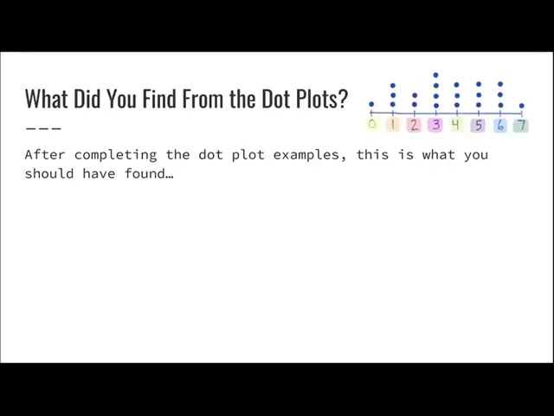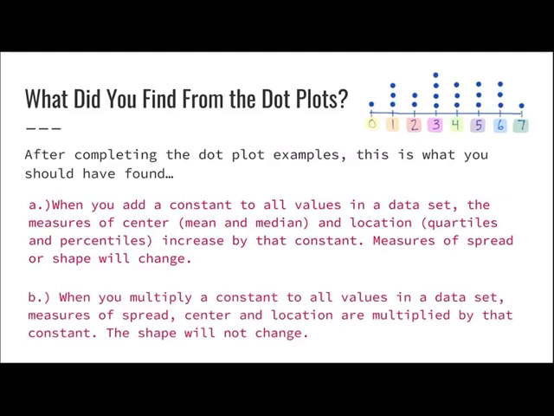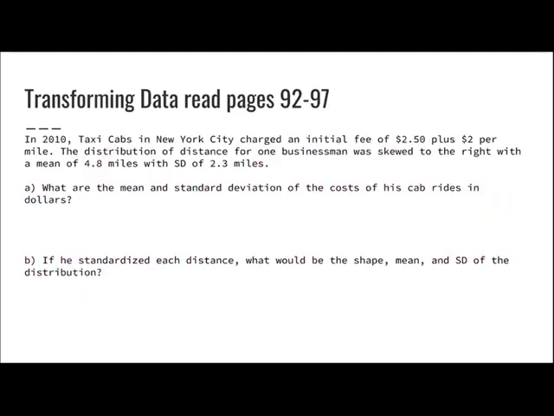What did you find from the dot plots? After completing the dot plot examples, this is what you should have found. When you add a constant to all values in a data set, the measures of center, being the mean and the median, and location, quartiles and percentiles, increase by that constant. Measures of spread or shape will not change. When you multiply a constant to all values in a data set, measures of spread, center, and location are all multiplied by that constant. The shape will also not change.